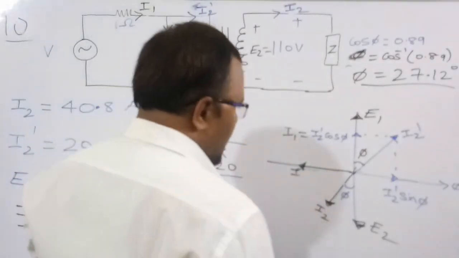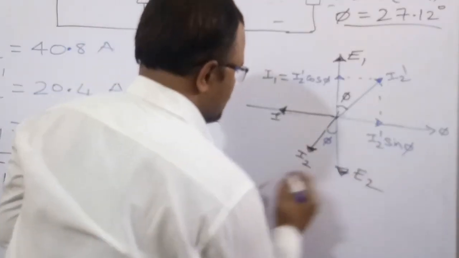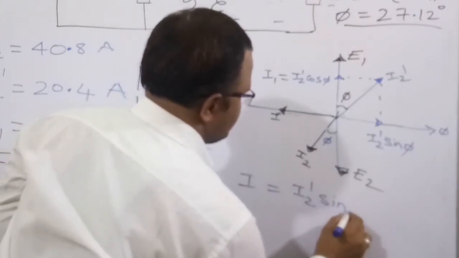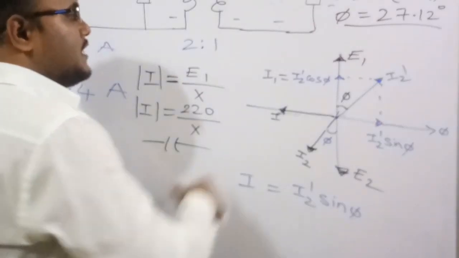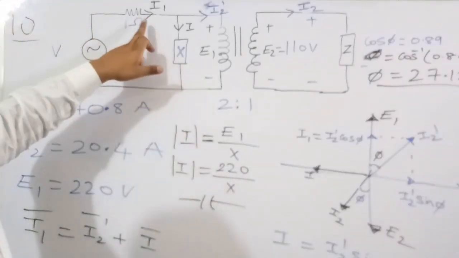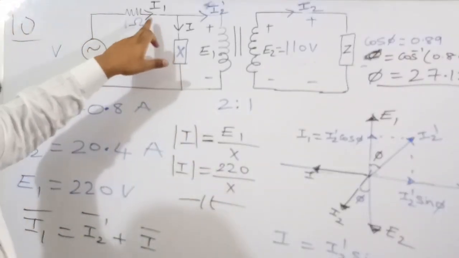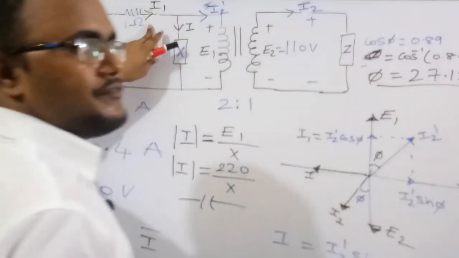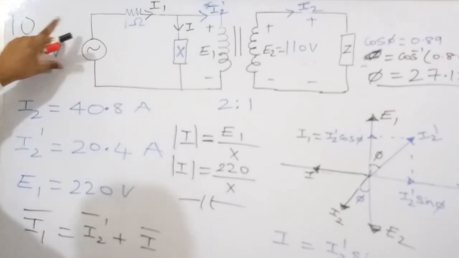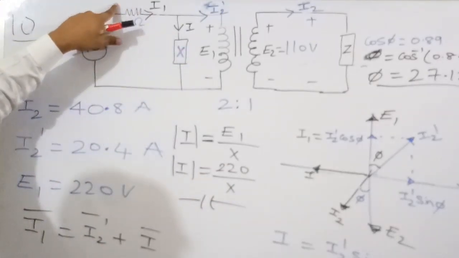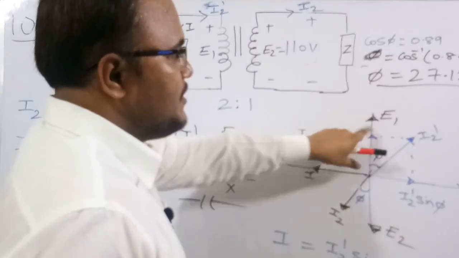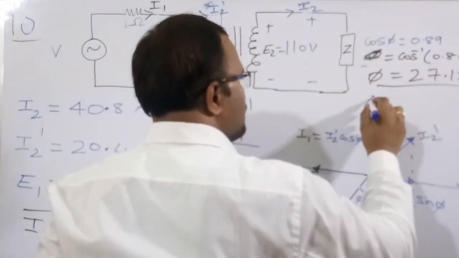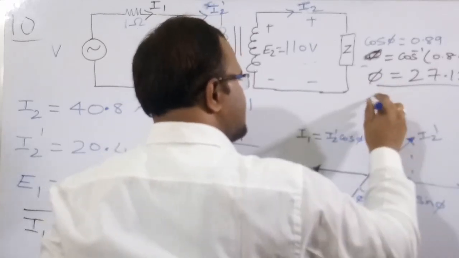So when these two currents are equal, I is equal to I2 dash sin phi. So this is the net current. Now the voltage across the resistor is 1 into I1, means I1. So now the current is I1, voltage and current are in phase. Therefore the net voltage V is equal to E1 plus I1. E1 we already know, and I1 is again in this direction. So the net voltage is also in a straight line.